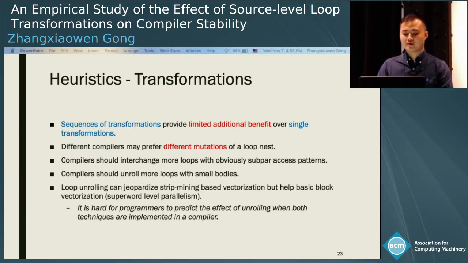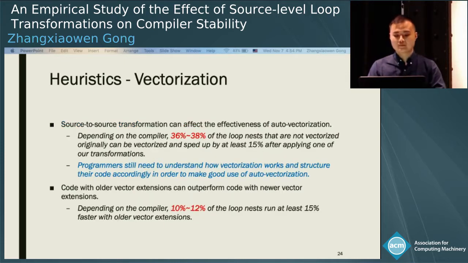For unrolling, we found that it will be much more beneficial if the compilers unroll more loops with more loop bodies. We also found that loop unrolling can jeopardize strip mining-based vectorization, but help basic block vectorization. This implies that it's hard for programmers to predict the effect of unrolling when both vectorization techniques are implemented in a compiler. For vectorization, we found that source-to-source transformation can affect the effectiveness of auto-vectorization.